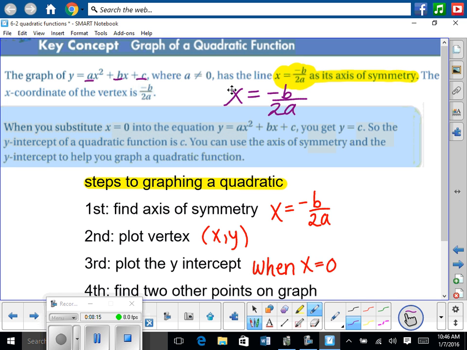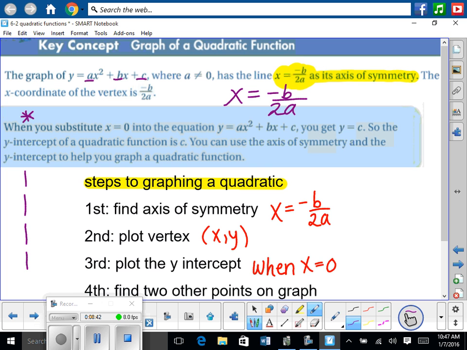Now before we get to this piece, I want you to know the steps to graphing a quadratic. I expect to see these 4 steps on your paper with your work. So these are the steps to graphing a quadratic. First, you must find the axis of symmetry using this formula. X equals negative b divided by 2a. Negative b just means the opposite of b as well. Keep that in mind. Once you've found the axis of symmetry, you'll draw it in. So there's our axis of symmetry.